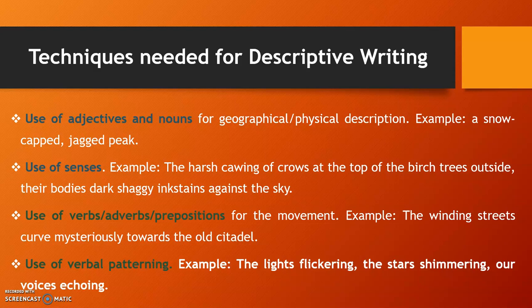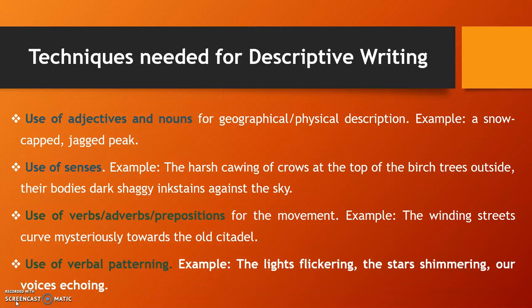Another point is to use all your senses while producing a descriptive piece. For example, the harsh cawing of crows at the top of the birch trees outside, their bodies dark, shaggy, ink stains against the sky. If you're describing the sound of crows by using your sense of hearing, you use the word caw, which is an onomatopoeia word. And if you use your sense of sight, their bodies can be compared to ink stains due to the black color.